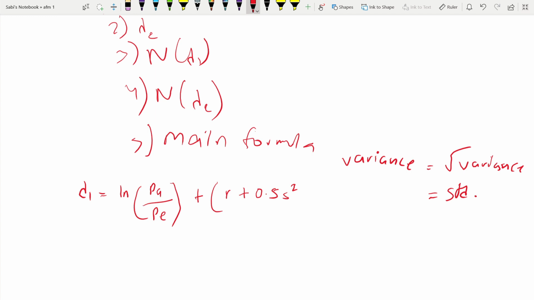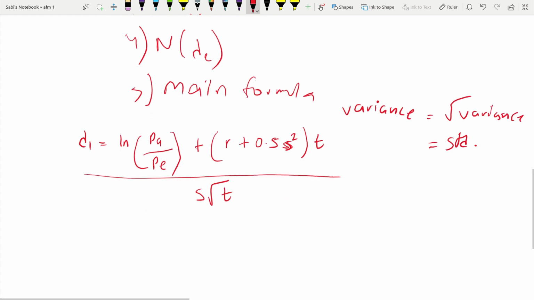0.5. This is S. Okay. 0.5 into standard deviation squared, multiplied by time. T stands for time. Divide the whole thing by S square root of T. S is standard deviation multiplied by square root of time.